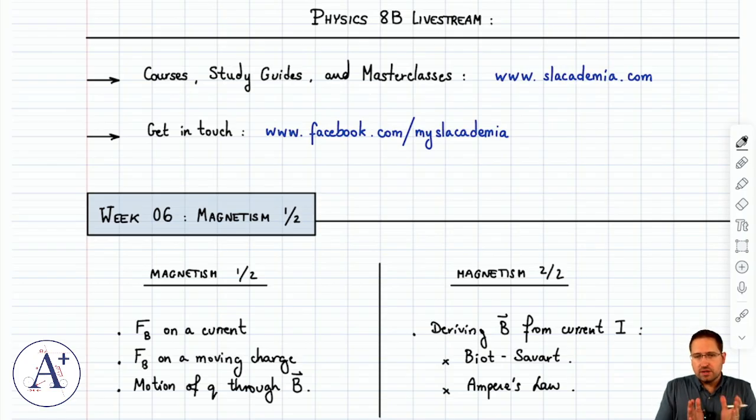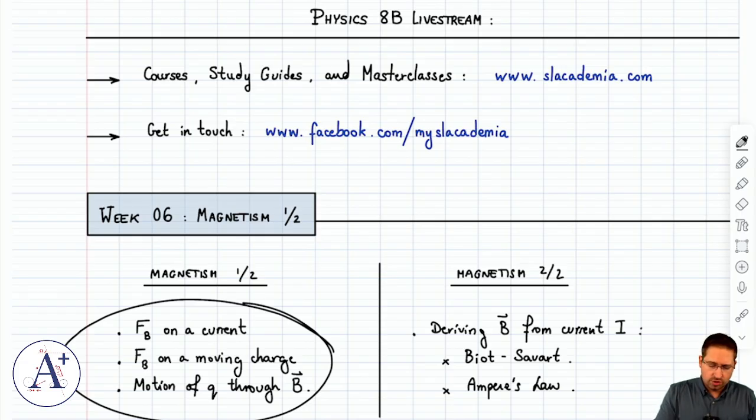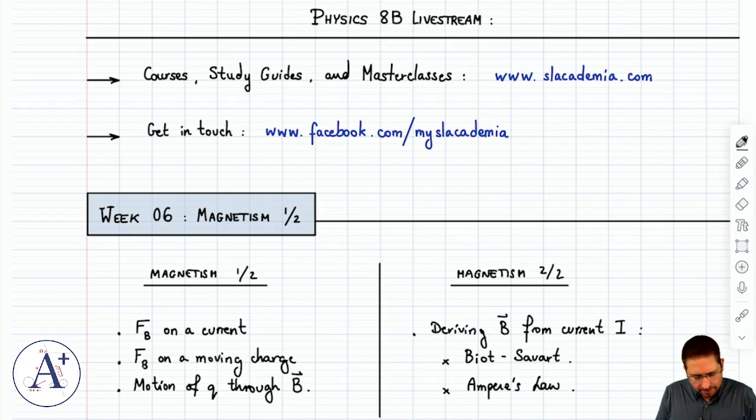So that's how I'm going to split it up, and I want you to be cognizant of the fact that here we don't care where B comes from. Usually you're given B and you deal with it. Here it's all about how you get B from the current distribution that you have. So is it a wire of current? Is it a sheet of current? What is it, and how does that affect the magnetic field that you get?